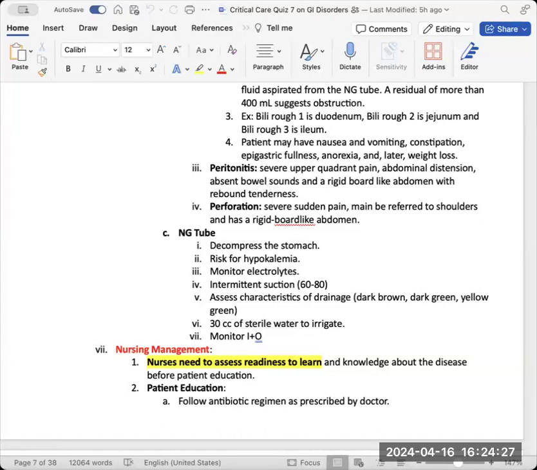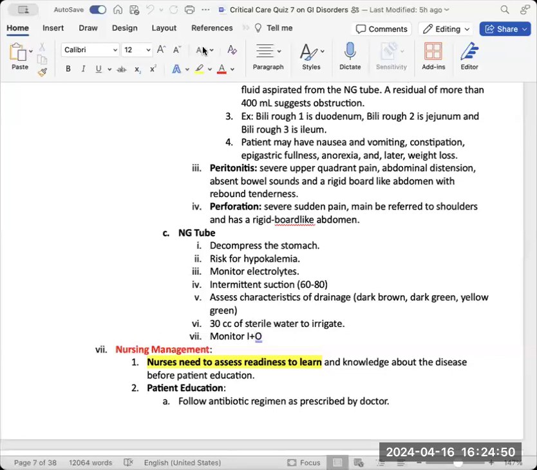60 to 80. Mm-hmm. And we also want to think about this as an NG tube, right? We're pulling things from it. It's helping to decompress the stomach. So we want to assess what's coming out, right? The coloring of it should be like dark brown, dark green, yellow green. That's okay. Typically when you're going to irrigate, you're going to use sterile water.